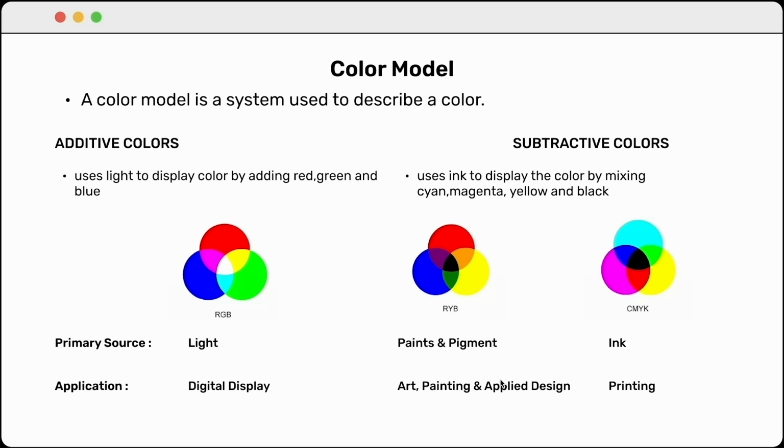The very fundamental difference between these two is that additive color uses light as a source to display the output, while subtractive color uses ink to display the output. Additive color mixes red, green, blue to produce the result. This color system is also known as the RGB color system. RGB stands for red, green and blue.